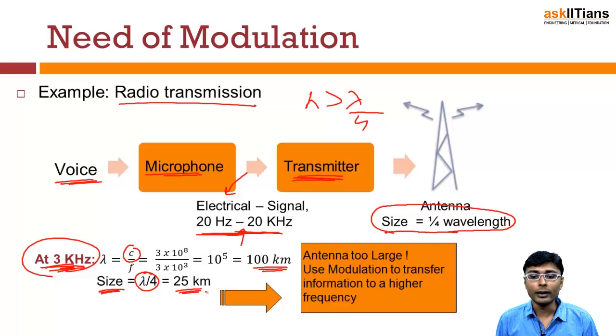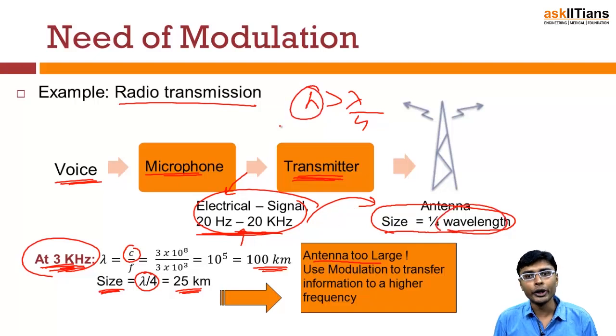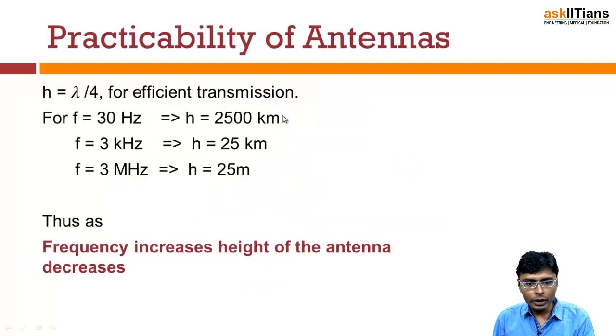It is impractical. It's a too large antenna. If we are mounting an antenna of size 25 kilometer, it will be very tall, and we do not require such a height. Therefore, we will modulate this signal on a higher frequency band so that the wavelength gets reduced and the height requirement also gets reduced.